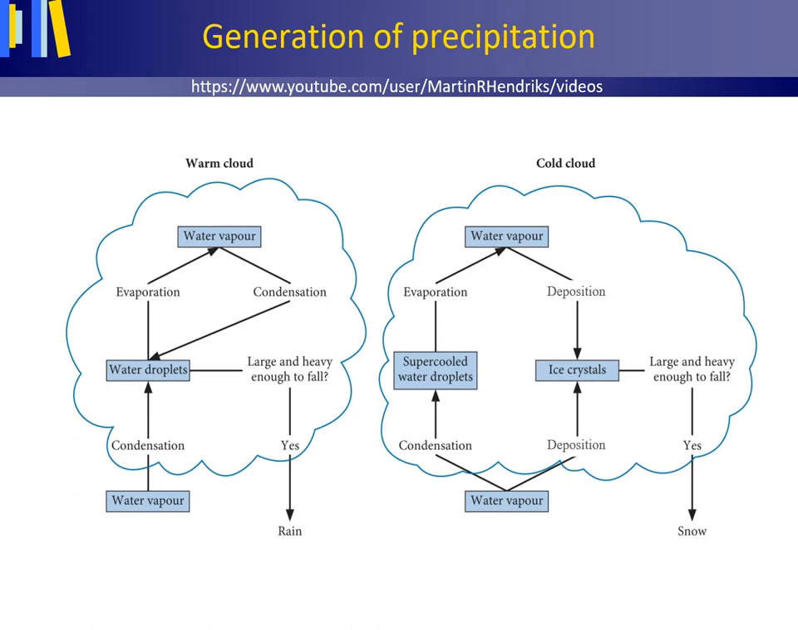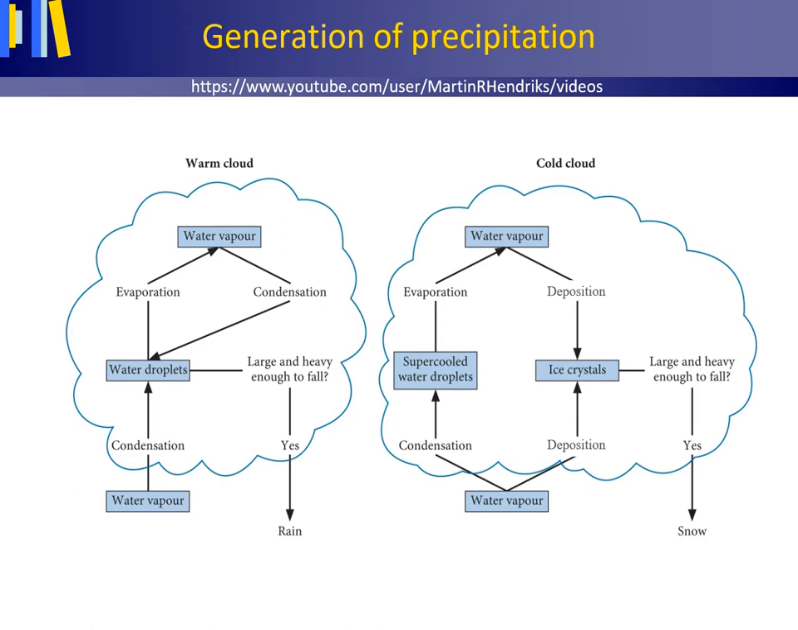Also, precipitation may evaporate as it falls into the warmer air below the clouds. Thus, in order for precipitation to reach the ground, water droplets or ice crystals must become large and heavy enough to counteract both the effect of updraft and evaporation.